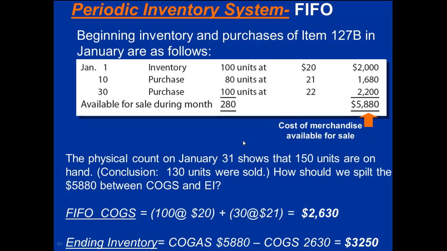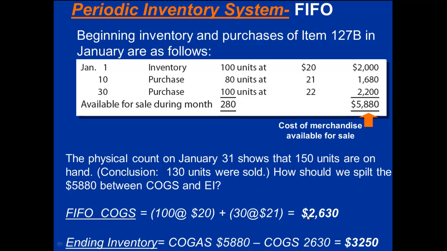So 130, right? First in, first out. These were the first ones here, this $20 category. You can think of these like bins, with three separate bins, one for each price category: a bin of the $20 ones, a box of the 21, and a box of the 22. So what should we do first? We need 130. The first ones that come in are the first that are going to go out. So let's take all 100 of these at 20. Then let's take 30 of these at 21, and that is our 130 units that were sold.